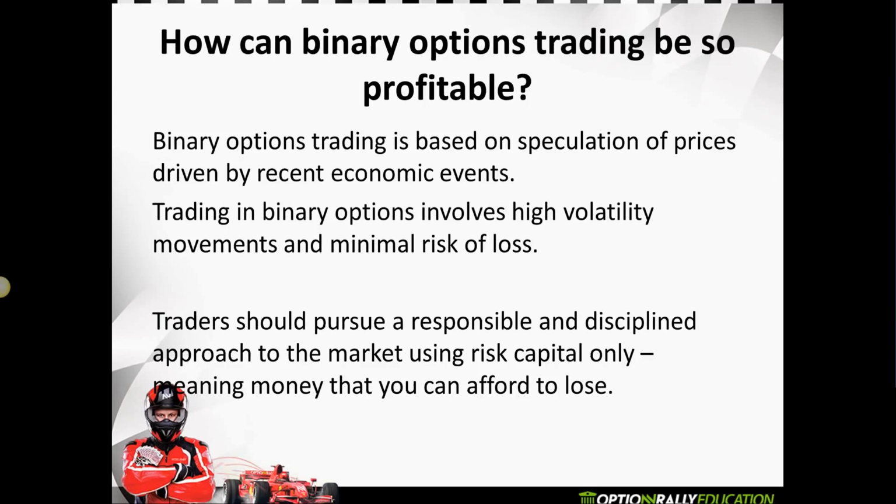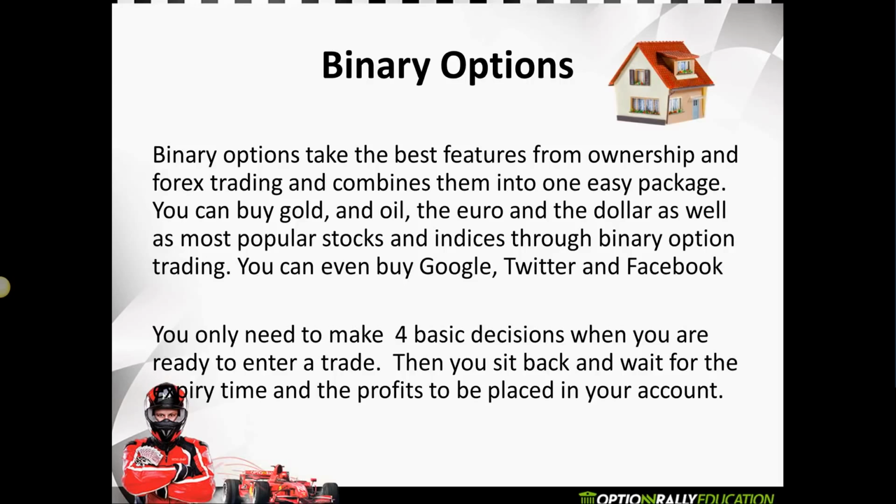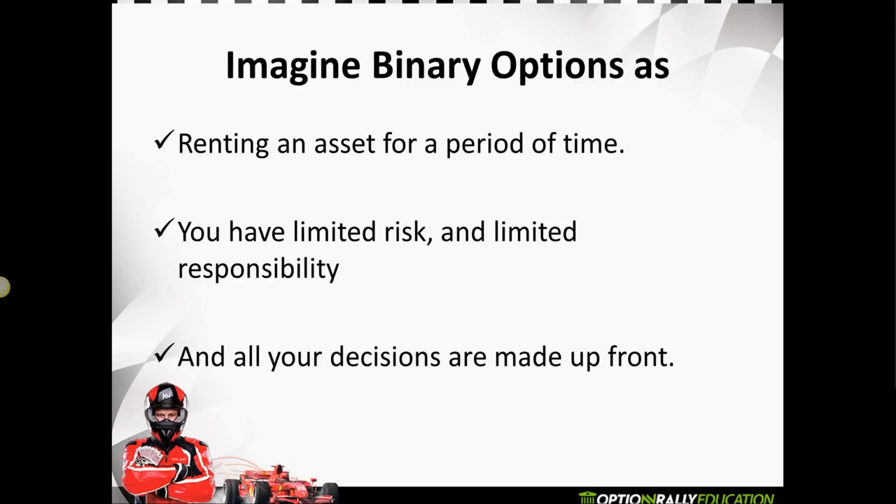Now, trading in binary options does involve high volatility movement and the minimal risk of loss. Okay, now, to better understand, binary options takes the best features of ownership, which is like the stock market, and Forex trading, and combines them into one easy package. You can buy gold and oil, the euro, the dollar, as well as most popular stocks and indices. You can even buy Google, Twitter, Facebook, and now Alibaba. You only need to make 4 basic decisions when you're ready to enter a trade, and then you sit back and wait for the expiry time and the profits to be put in your account.